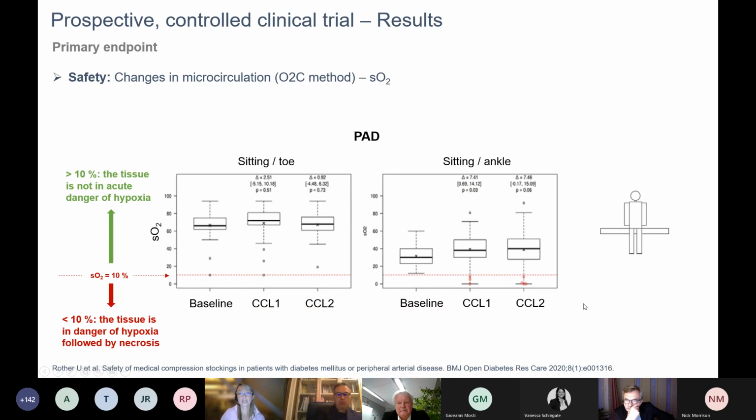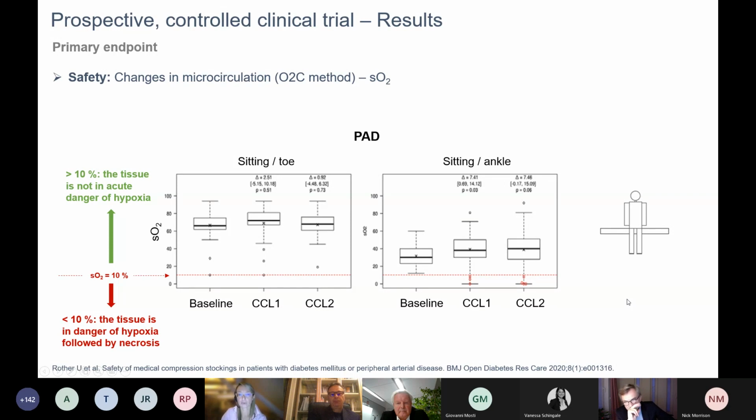But what about the patients with PAD who have really suffered from micro- and macroangiopathy? Again, you can see the PAD patients in the sitting position at the big toe on the left side, and at the ankle on the right side. In the sitting position at the big toe, the microcirculation is absolutely stable, with no reduction and no worsening of the oxygen saturation upon application of both compression class 1 and 2. And at the ankle, you can even see an increase in the oxygen saturation. So also in patients with PAD, in the sitting position, there are no changes in microcirculation. The stable microcirculation is absolutely apparent, and the values are always far above this critical value of 10%.